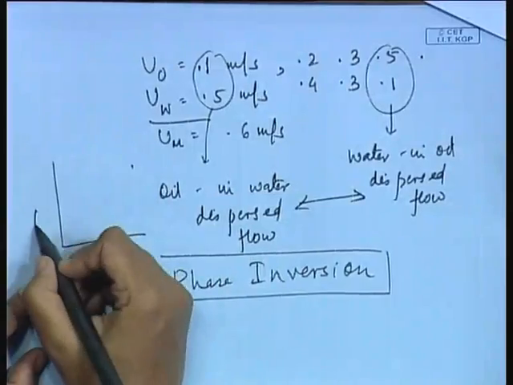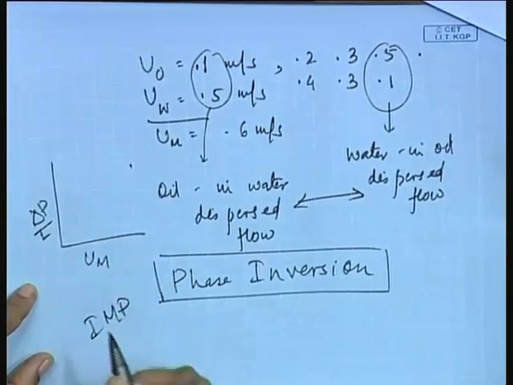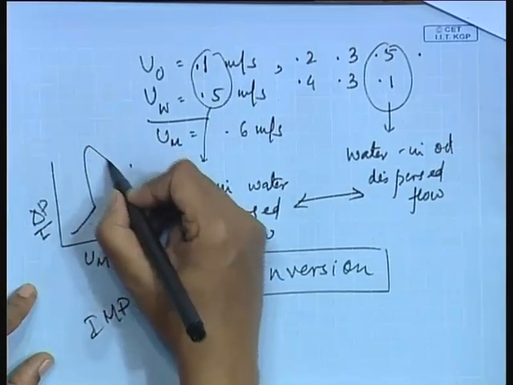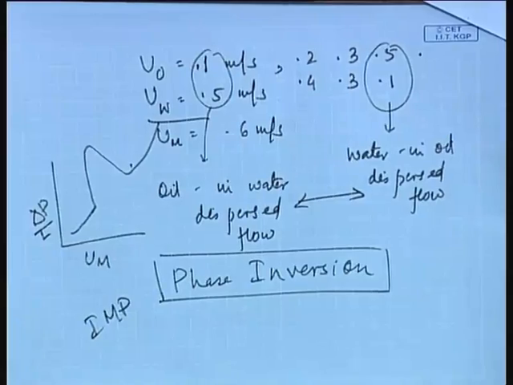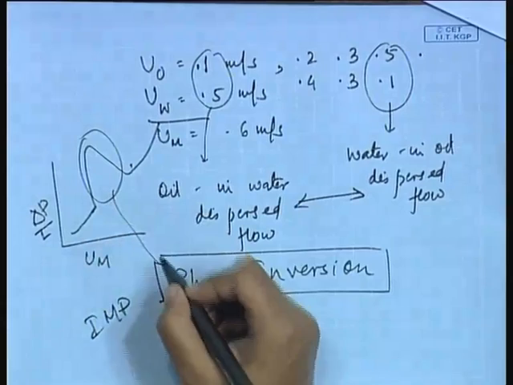Suppose you take pressure drop readings. You find the pressure drop gradually increases, and the moment you approach the phase inversion there is a drastic change in the pressure drop, and again when you enter the other dispersion, the pressure drop changes gradually. So if you plot delta P or delta P by L versus U mixture, you find that the pressure drop gradually increases, then at phase inversion there is a steep increase, and again a gradual increase. This particular portion marks the phase inversion point.